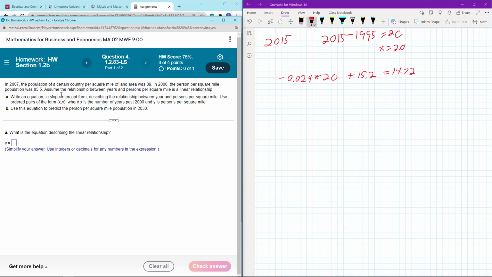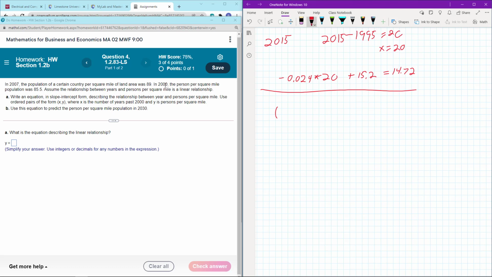First is write an equation in slope-intercept form that describes the relationship between year and persons per square mile. Use ordered pairs of the form xy, where x is the number of years past 2000, and y is the persons per square mile. Okay, so if that's the case, once again, we're looking for an equation. We probably want to use the point slope form to do that, but first we want to express our two ordered pairs. The first ordered pair, x, is going to be the number of years past 2000, the year 2000.